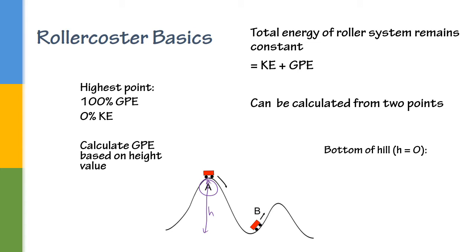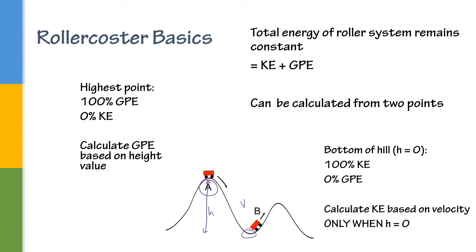Now for the second way to do this, you can actually calculate the energy from the bottom of a hill where the height is equal to 0. Be aware that it is only a scenario where the height is equal to 0, and I'll explain that in a moment. But at the bottom of a hill, all the energy is kinetic, so it's 100% kinetic energy with 0% as GPE. So you can use your kinetic energy formula based on the velocity, so you'll be given a velocity value at this point to calculate your total energy.